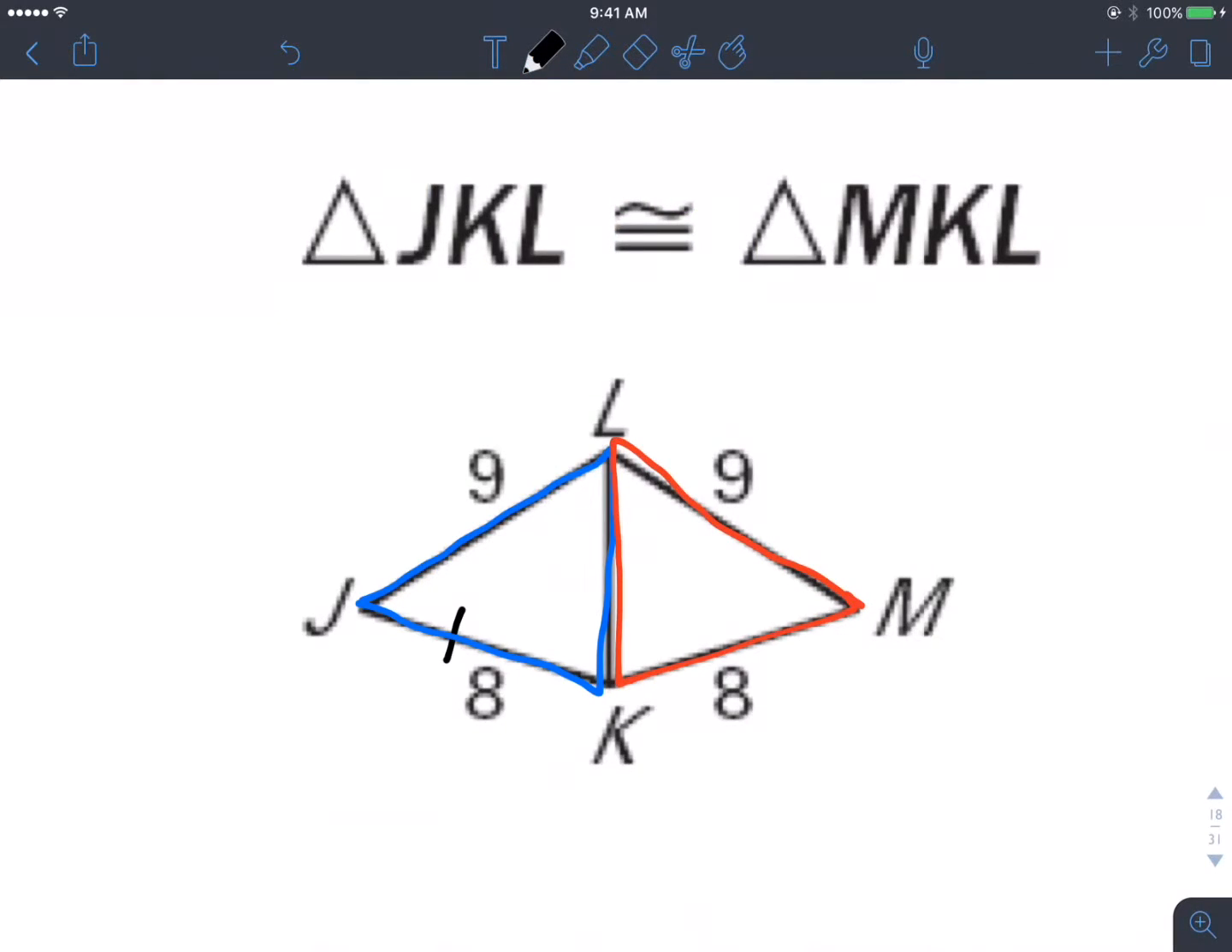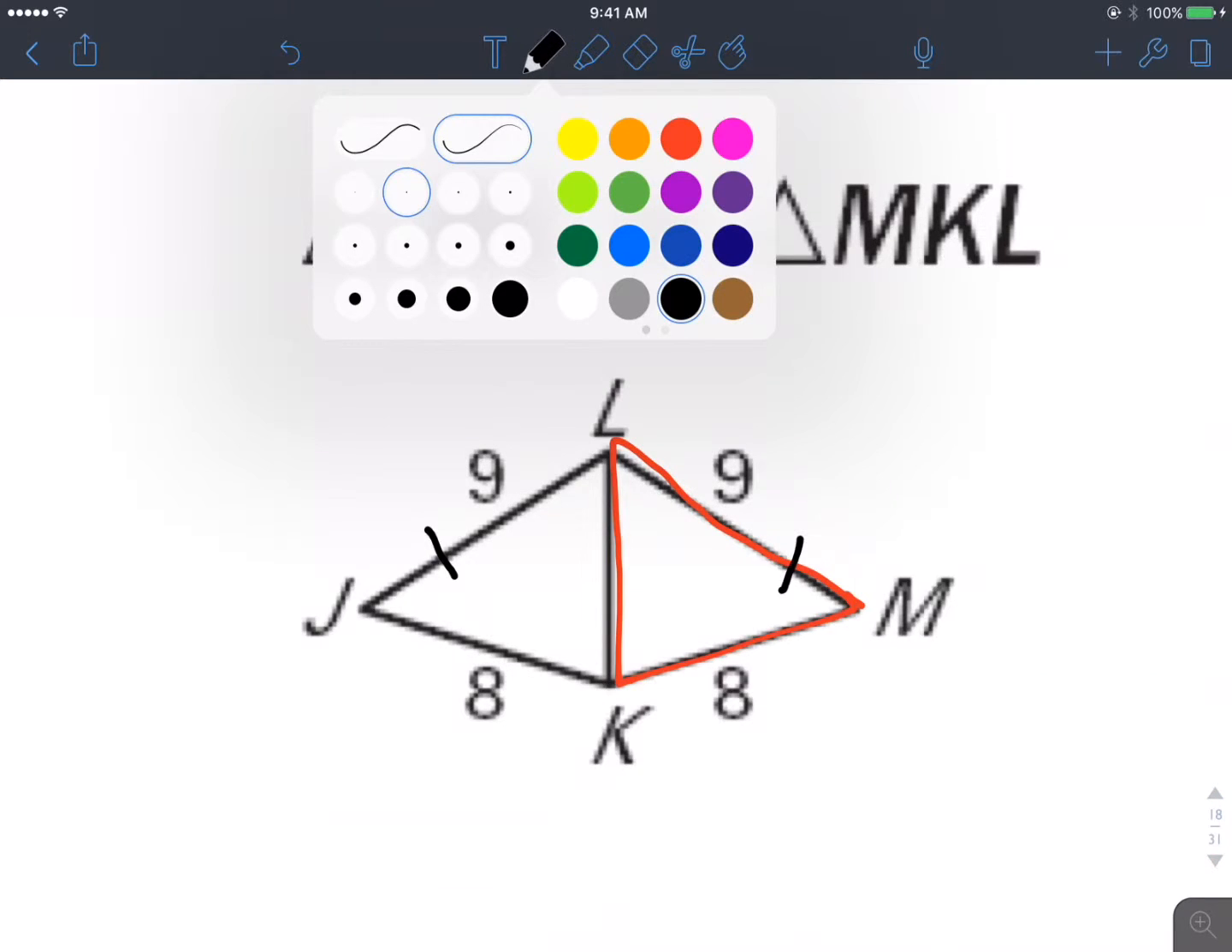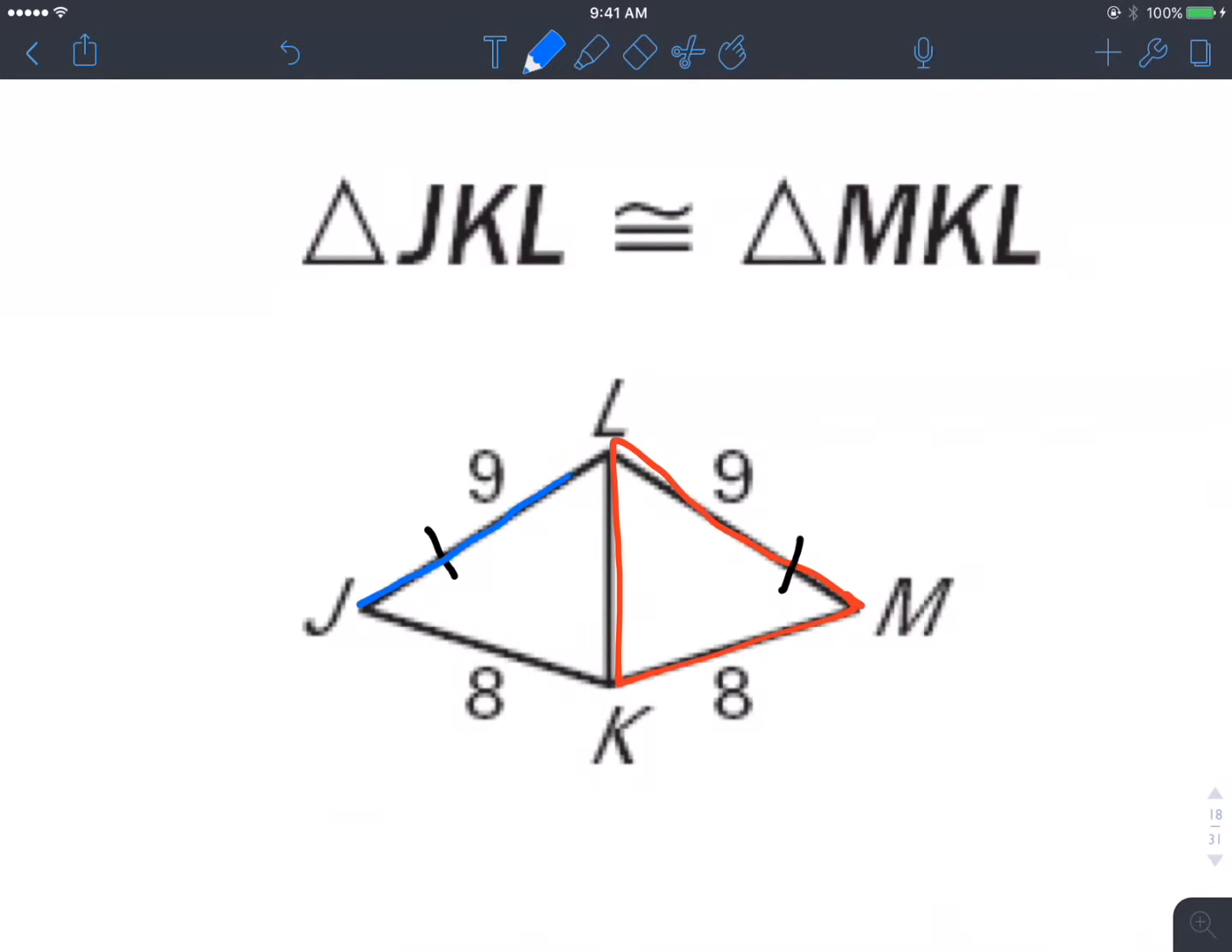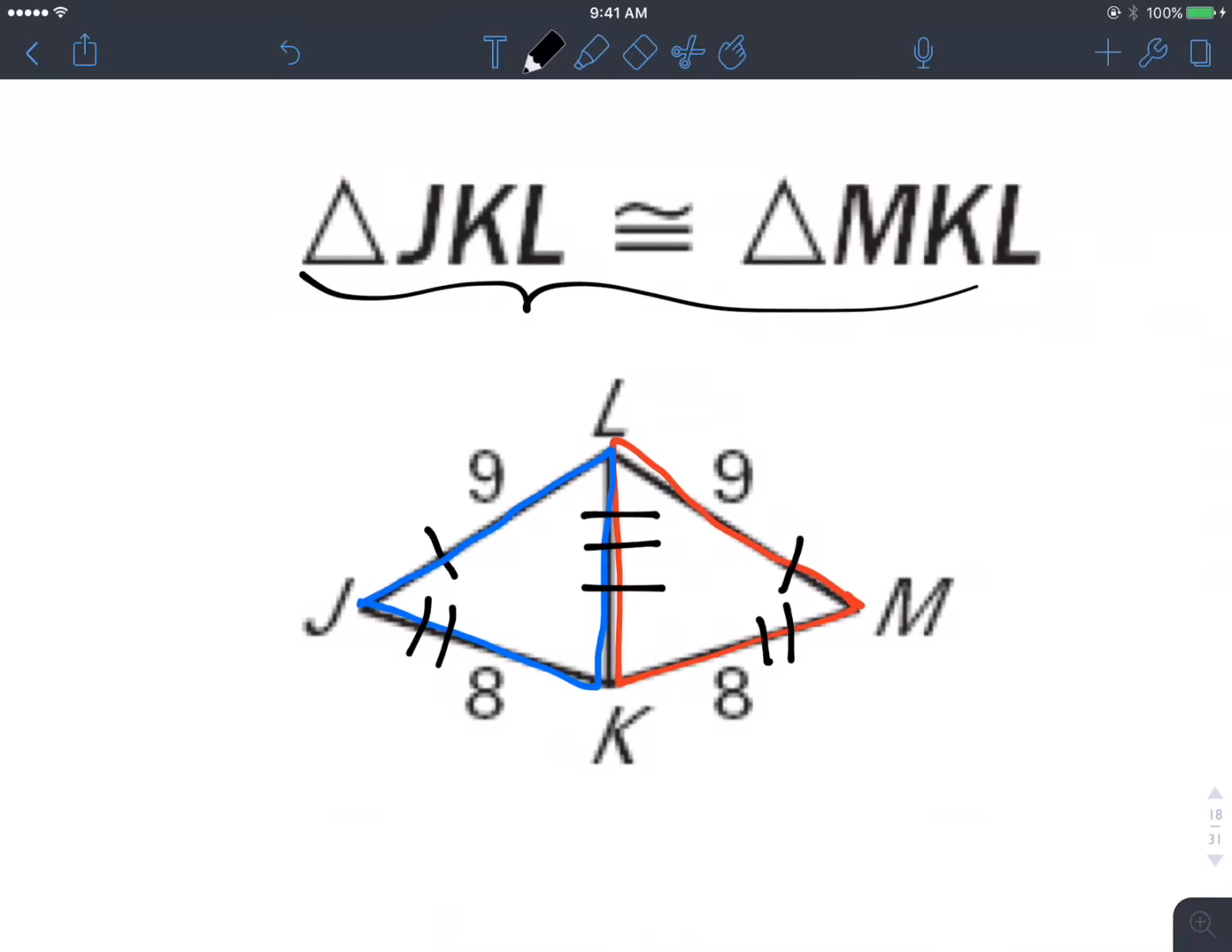So let's look at our measurements. We have 9 here and 9 there. So we have 9 and 9, and we also have 8 and 8. And if you look closely again, they both share side LK. So these two triangles are congruent. This is a true congruent statement.